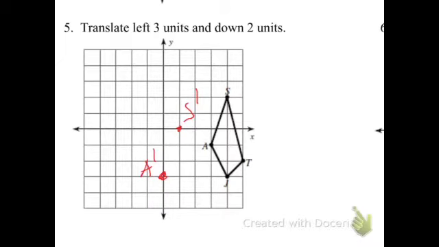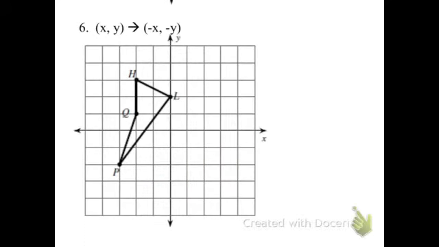J needs to go left 3, down 2. So I'm going to put him right there. There's J prime. T needs to go left 3, down 2. And there's T prime. And so I got my new figure right there. It's just a translation. It's 2 translations, but all together.